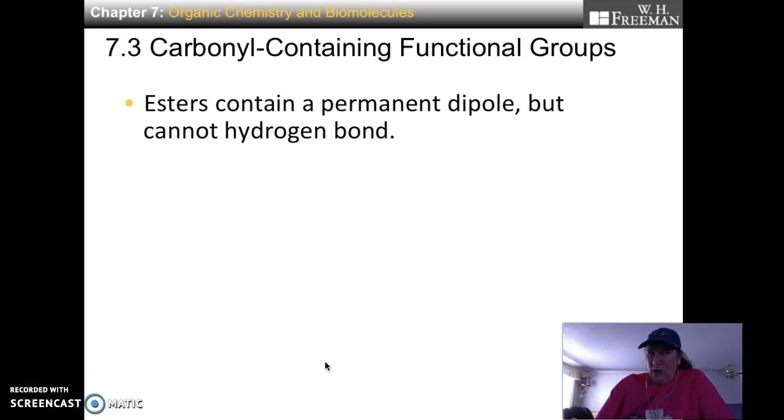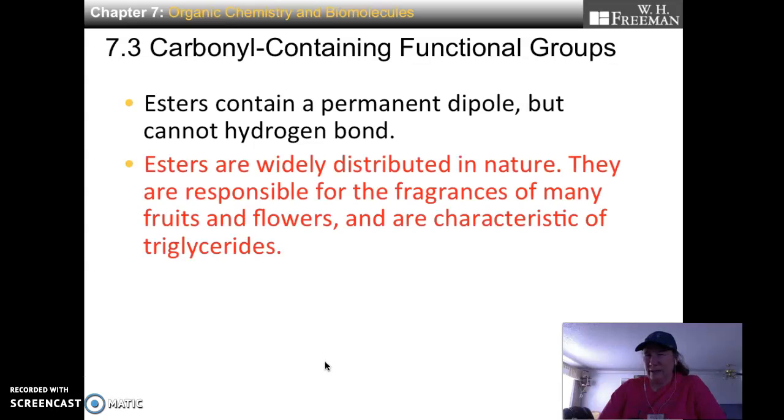When you're looking at these carbonyl containing functional groups, again, esters, they have a permanent dipole too, but they can't hydrogen bond. So they do have strong intermolecular forces, but not as strong as like the carboxylic acid and stuff like that. Esters are very, very common.